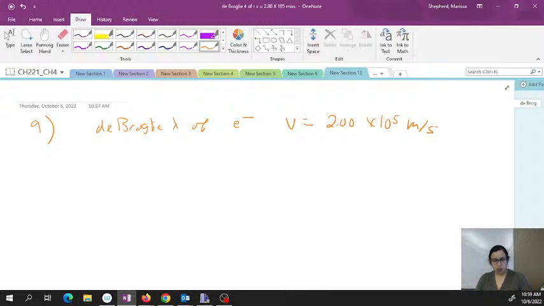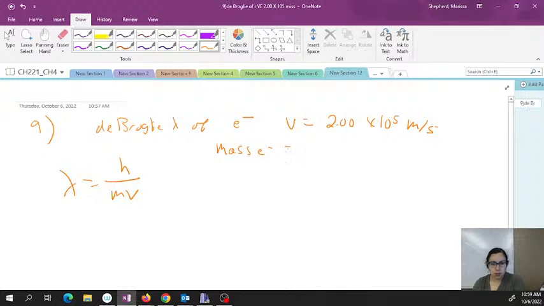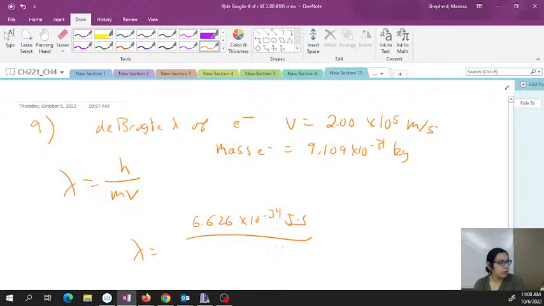So, do we plug it in? So if we look back, our formula for de Broglie wavelength was just Planck's constant divided by the momentum. And then if we remember from earlier, the mass of the electron was 9.109 times 10 to the negative 31 kilograms. And so now we can plug everything in.